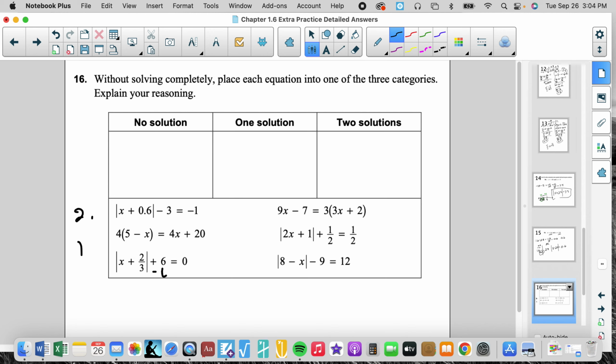We look here, we're going to subtract 6 because we want to isolate the absolute value. And no absolute value can equal a negative number, so that's going to be no solution. Okay, so we had 3 different problems. That's going to be 9x plus 6. The variables are the same, but we have a false number statement, so that's going to be no solution.